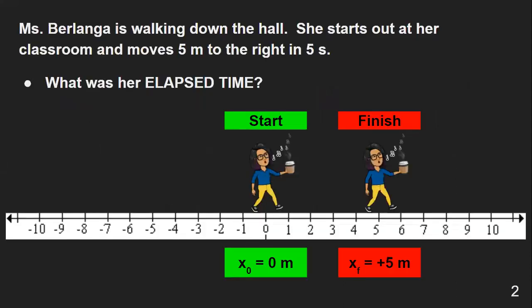All right, so looking at this first example, Ms. Berlanga is walking down the hall. She starts out at her classroom and moves 5 meters to the right in 5 seconds. What was her elapsed time?